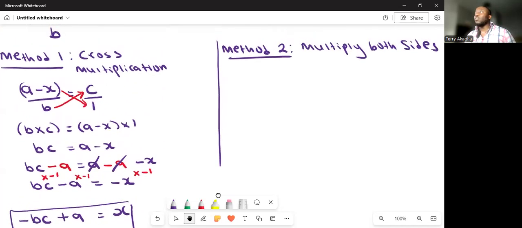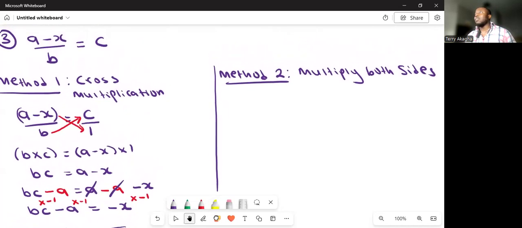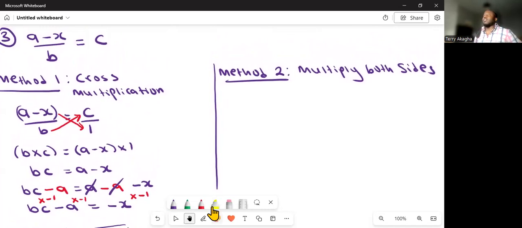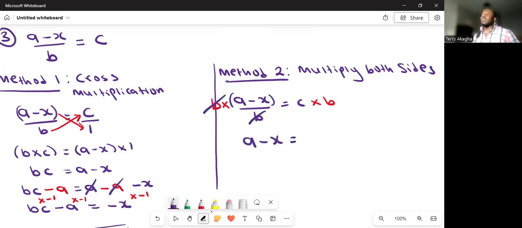All right, let's go back to when you're multiplying both sides, okay? If you are asked to multiply both sides or you prefer that method, all right? So we're having a minus x divided by b is equal to c. So to get rid of the b, I'm going to multiply both sides by b. So I'll multiply this side here by b, and I'll multiply this side here by b. Are you seeing it? So this b will cancel this b. So we have a minus x is equal to c times b. It's going to give us bc.